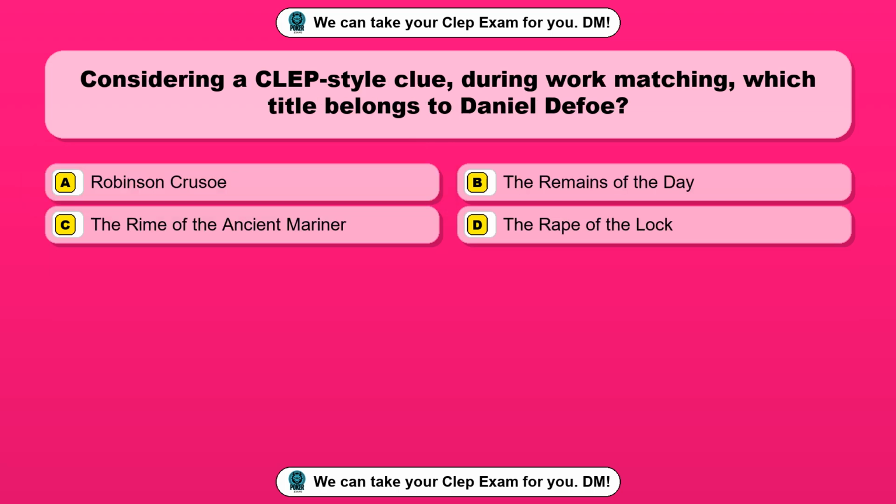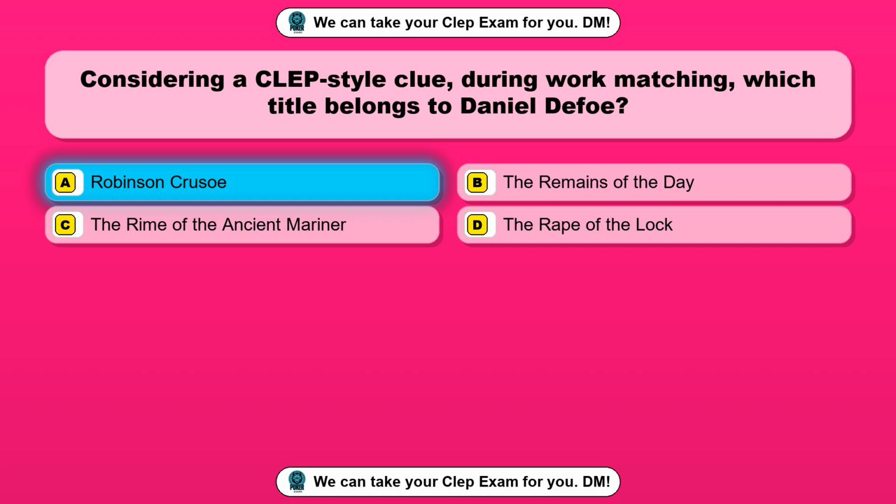Question 77. Considering a CLEP-style clue during work matching, which title belongs to Daniel Defoe? Option A, Robinson Crusoe. Option B, The Remains of the Day. Option C, The Rime of the Ancient Mariner. Option D, The Rape of the Lock. The correct answer is option A.